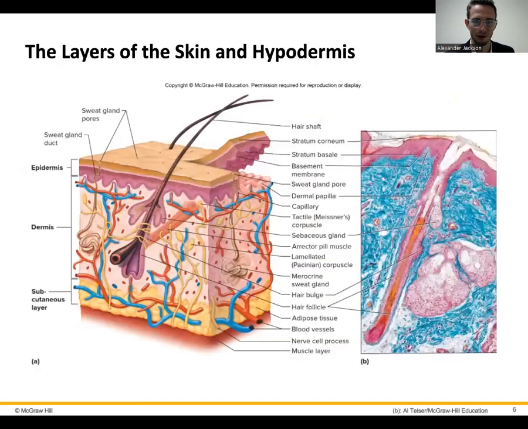So I'm going to look at the skin structure first, and then I'll talk about the three main layers. If you see, this is the outside of the skin, so the most superficial. This is the most deep, okay?